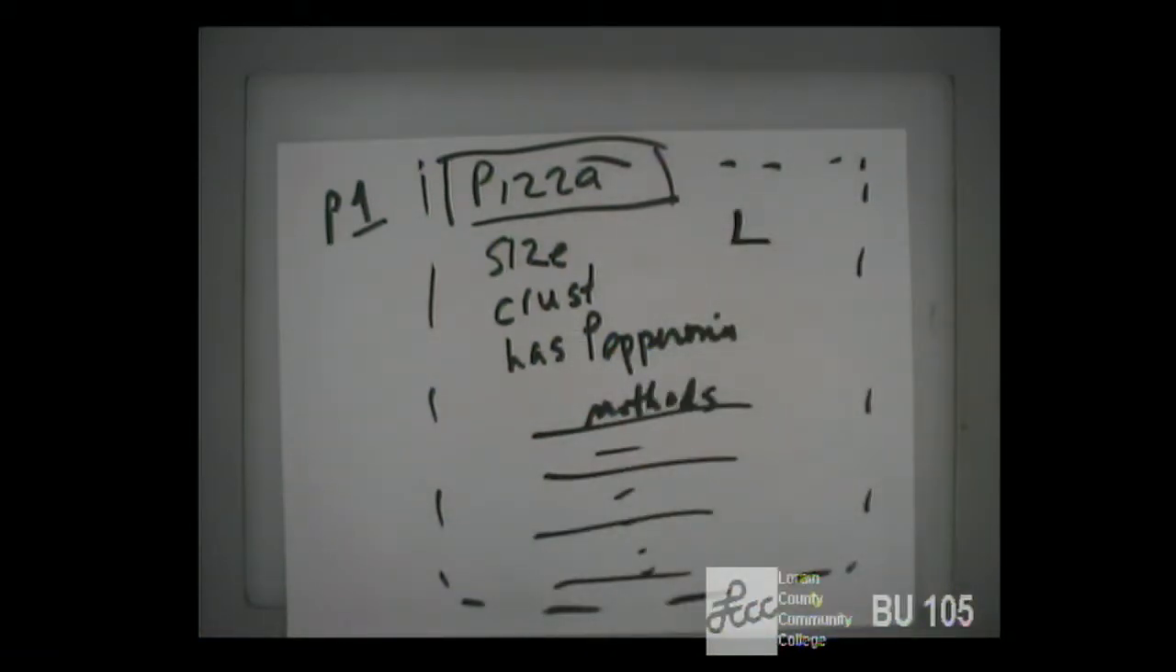See, we can access those attributes. We just have to use the method to do so. We can't do something like this. We can't say P1 size equals L. All right. Why can't we do that? We can't do that because we said size was private. Therefore, another class can't access it.